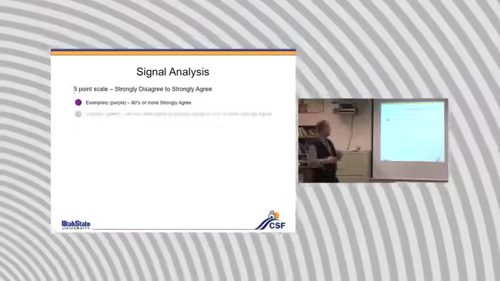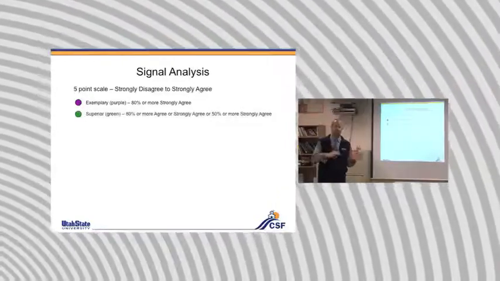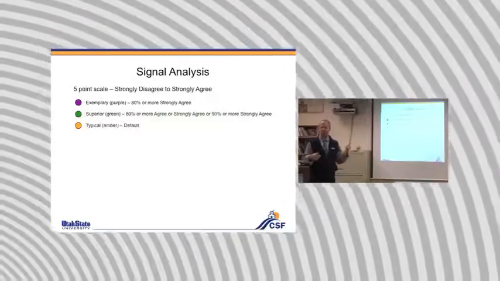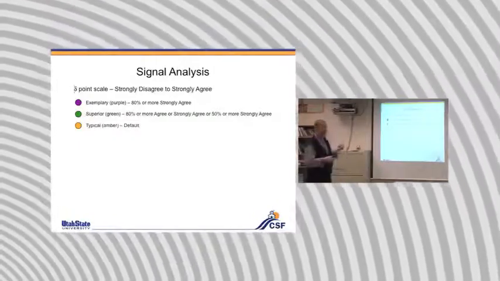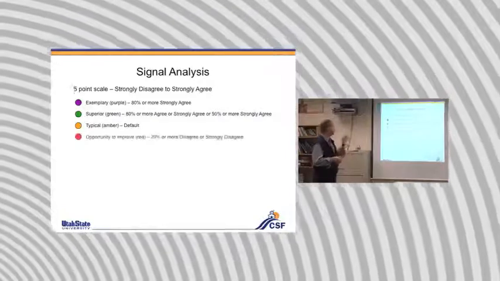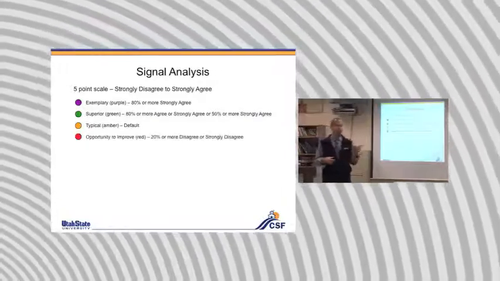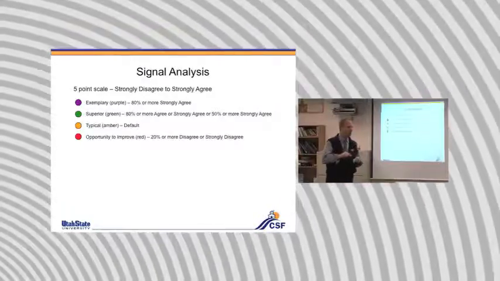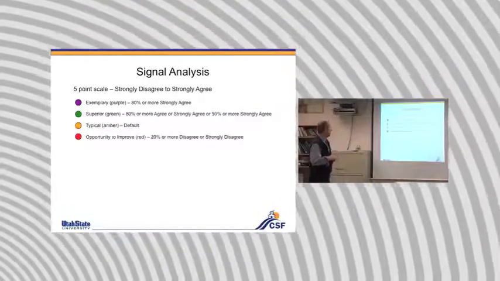Let's go to the next one. Green is 80% either agree or strongly agree. Yellow is everything that isn't red, green, or purple. And then the last one is red, 20% or more either disagree or strongly disagree. They go out of their way to say, no, the school isn't doing that. Okay, so that's where the colors come from.